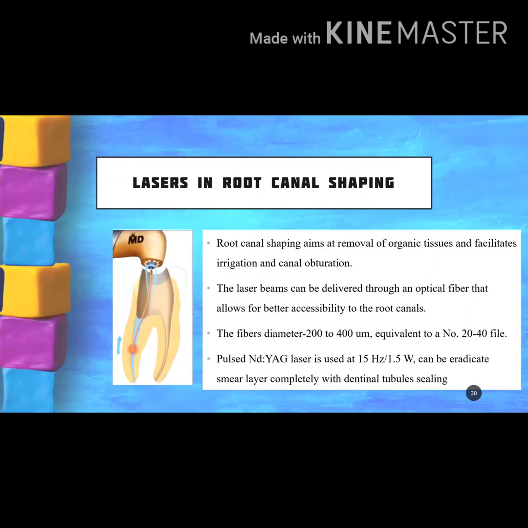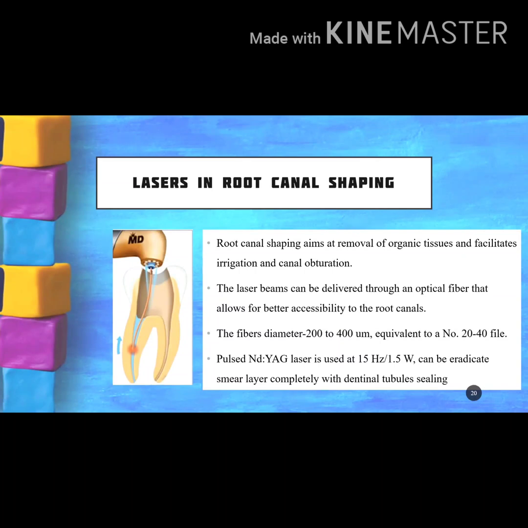Laser in root canal cleaning and shaping. Root canal shaping aims at removal of organic tissue and facilitates irrigation and canal obturation. The laser beam can be delivered through an optical fiber that allows for better access to the root canal. The diameter of the tip should be 200 to 400 micrometer, which is equivalent to number 20 to 40 file.